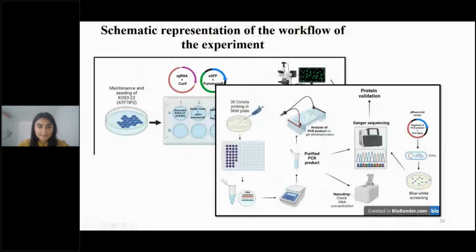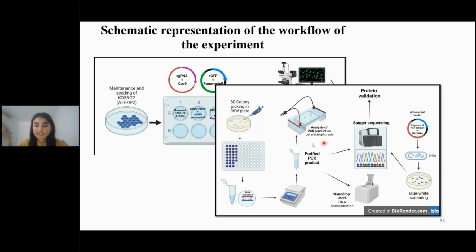Then I took the colonies and picked them and put them in, as I told you, one colony in one well. After this, the cells will grow and there will be more colonies. After a certain number of colonies or cells are reached, we go to DNA extraction. So we extract the DNA, then we use PCR to amplify the gene which we want. After amplifying, we purify the PCR product and check it using gel electrophoresis.